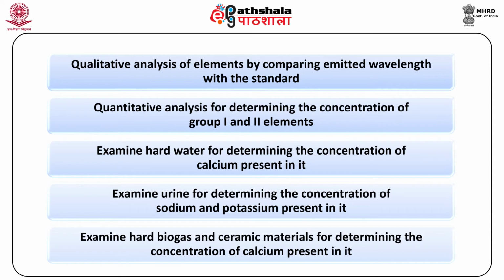Now, we shall study the applications of flame photometry. Flame photometry is used for qualitative analysis of elements by comparing emitted wavelength with the standard. It is used in quantitative analysis for determining the concentration of group 1 and 2 elements. It is used for examining hard water for determining the concentration of calcium present in it. It is used to examine urine for determining the concentration of sodium and potassium present in it. It is used for examining materials such as ceramics for determining the concentration of calcium present in them.